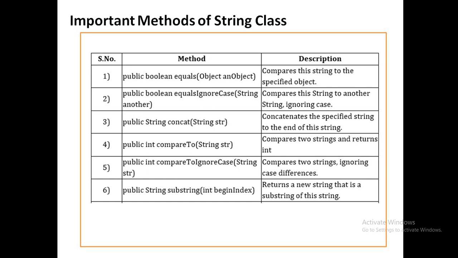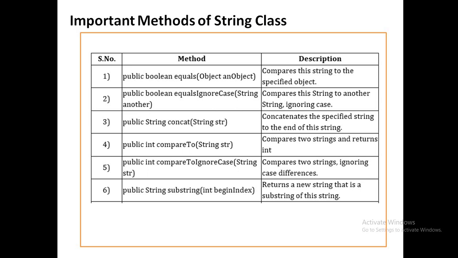Equals is declared under the boolean data type, and this compares the string to the object that is specified in the arguments. Then the same equals can also be given as equalsIgnoreCase. So here it compares the string to another string that is mentioned in the arguments, but ignoring the case of both the strings. Then concat. So here it concatenates the specified string to the end of the main string.